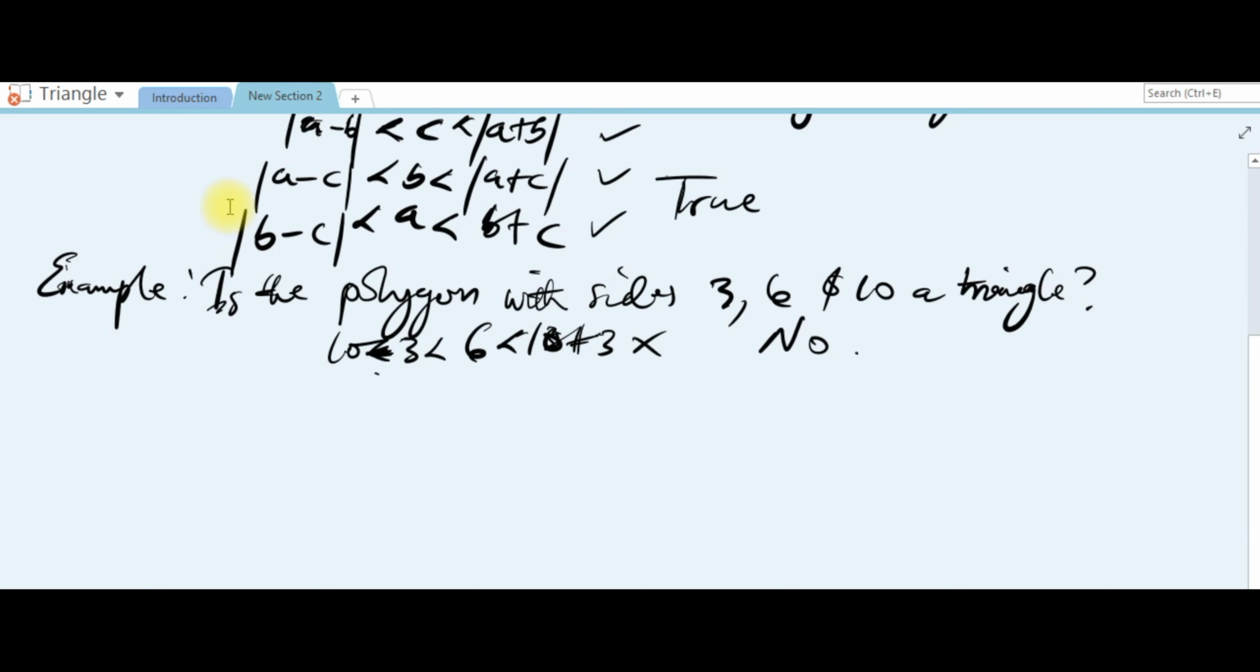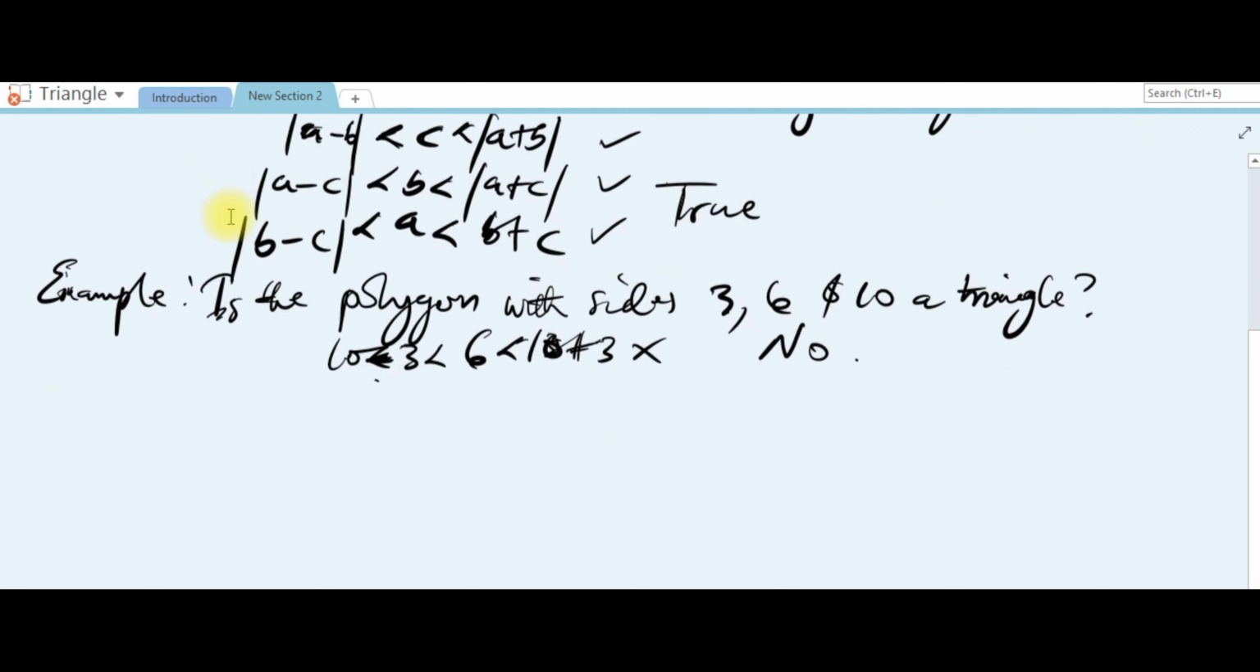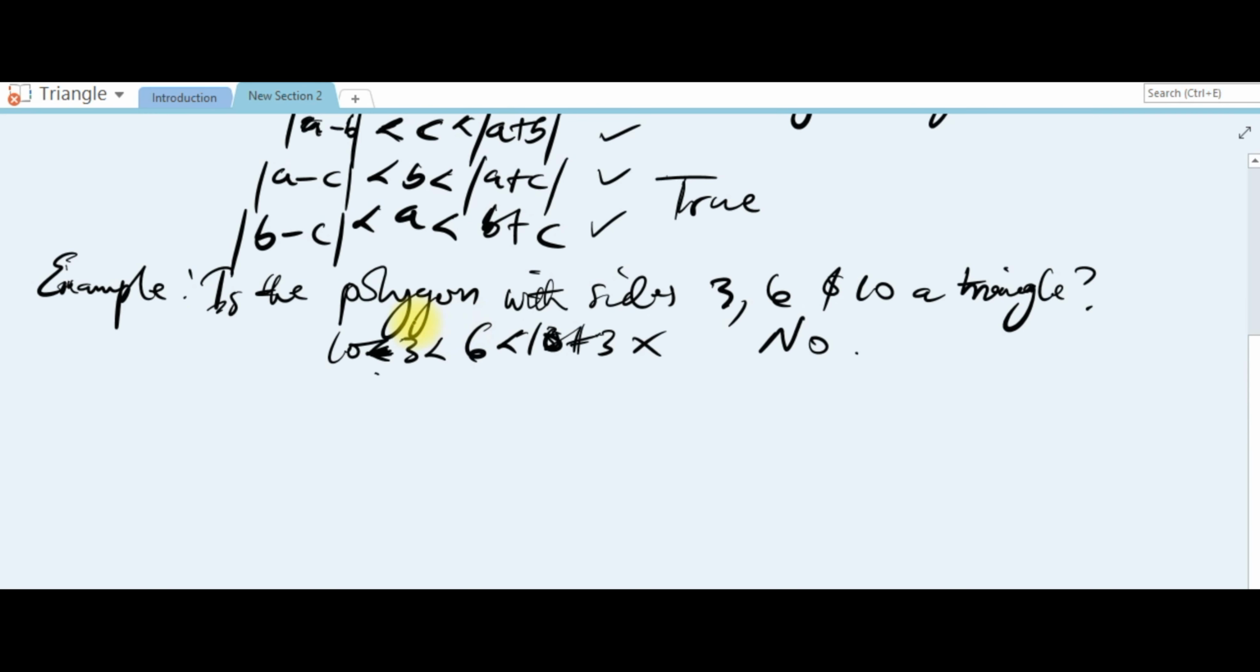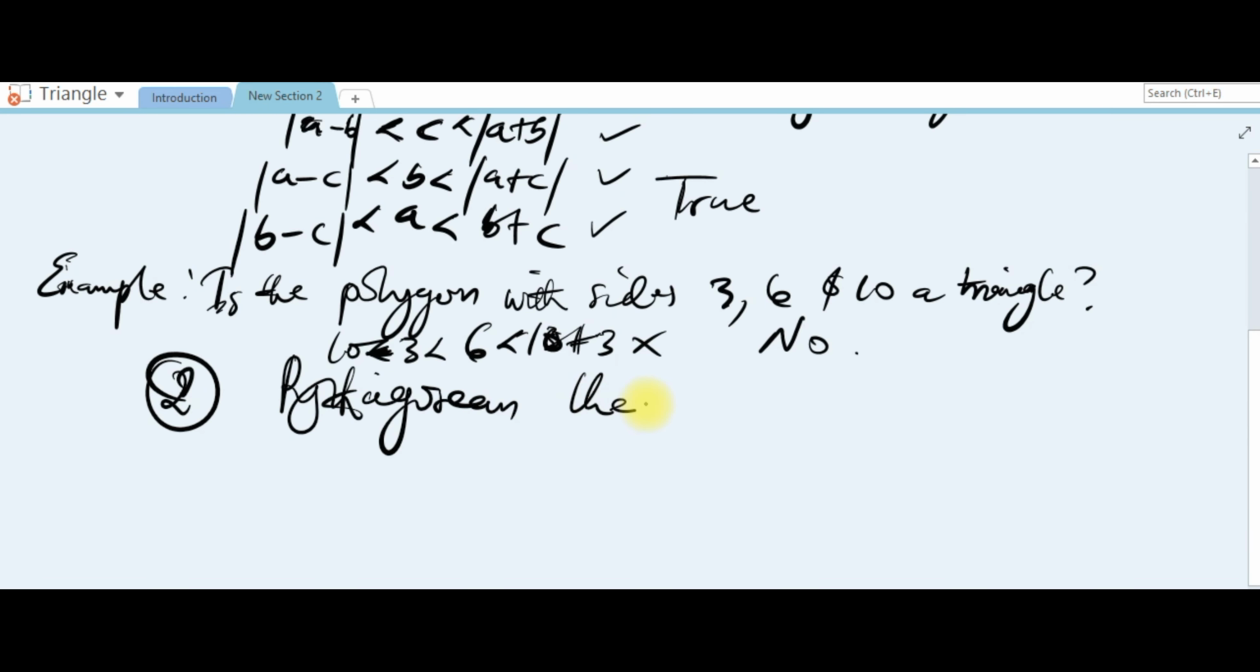So the second theorem is the Pythagorean theorem.